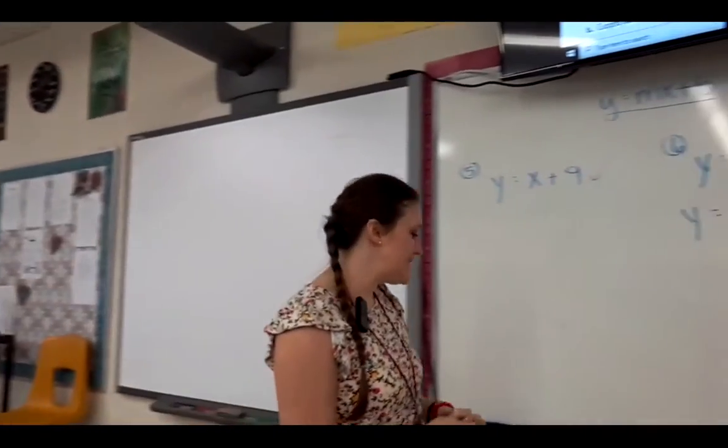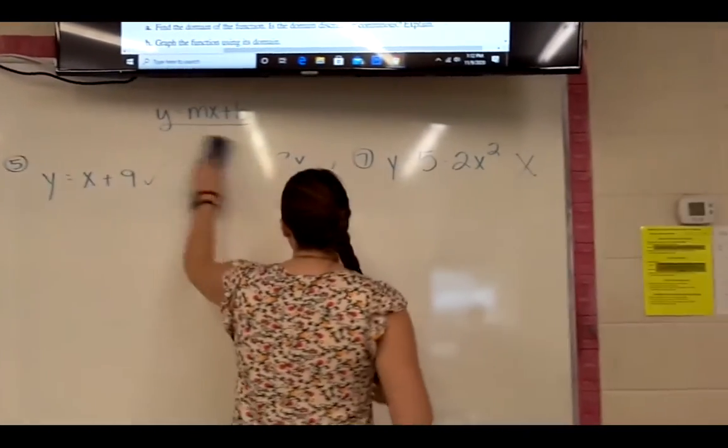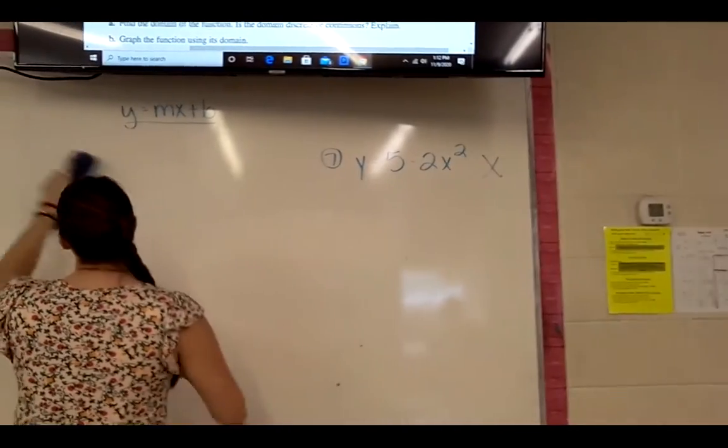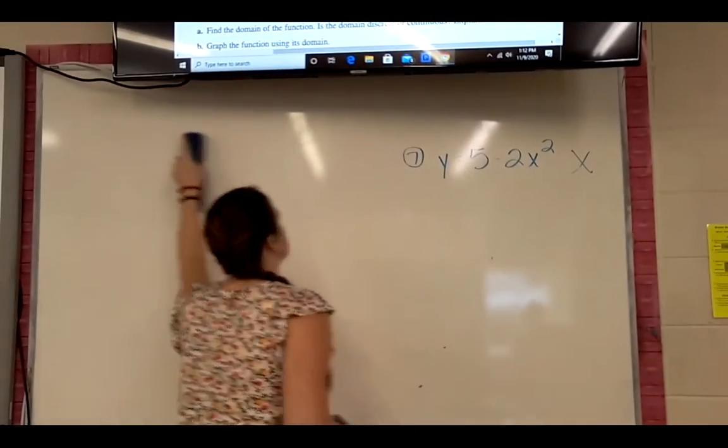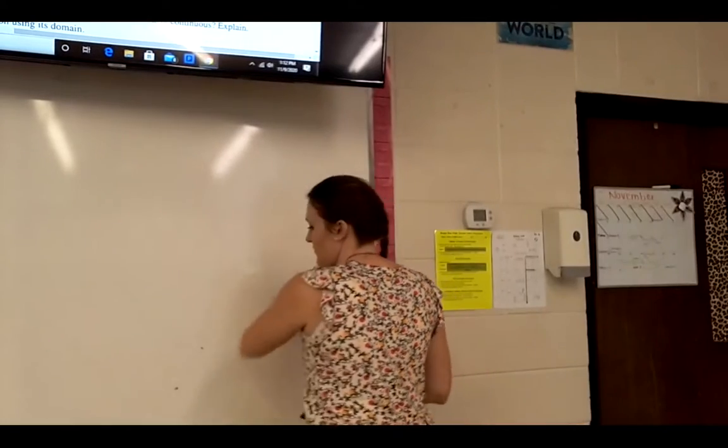Okay, now we got to talk about some new words. Discrete and continuous. So go ahead and write those two down. You might leave yourself a little space because we're going to draw some number lines with each one.